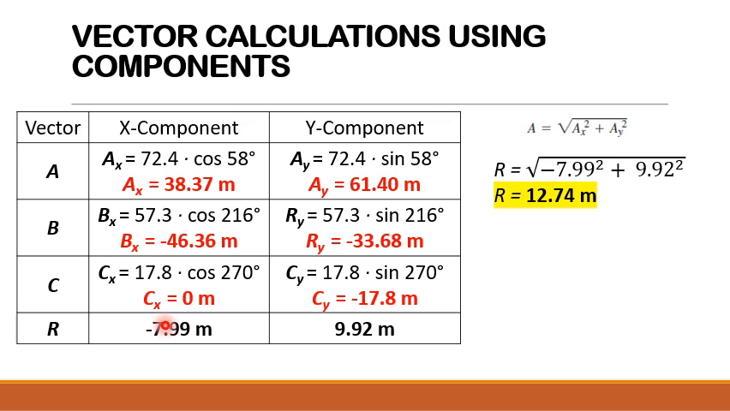Let's sum up all the answers in x components from A to C. That's the answer, negative 7.99 meters. And sum up all the answers in the y components. That's 9.92 meters. To get the resultant value of the entire thing, R equals 7.99 squared. Of course, the square of a negative number is an absolute value of the number. Plus the 9.92 squared. Square root of the answer is 12.74 meters. Get the angle by dividing the y component with the x component. 9.92 divided by negative 7.99. The answer is negative 51.15 degrees.